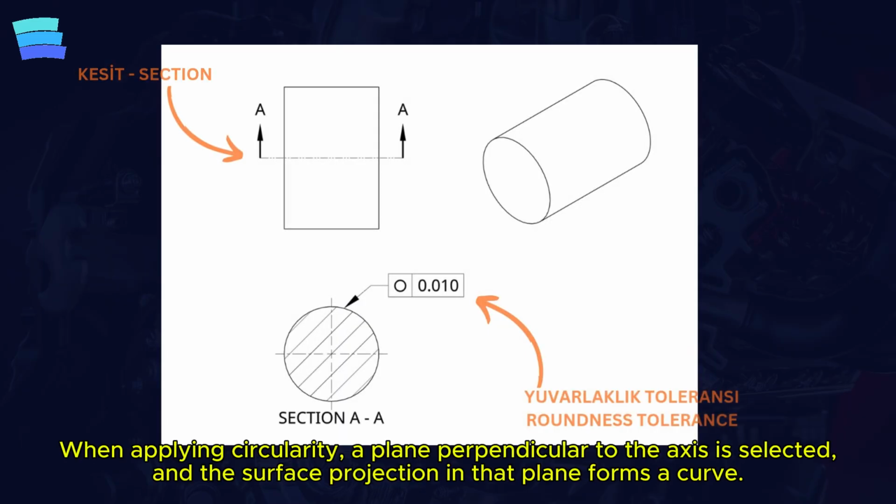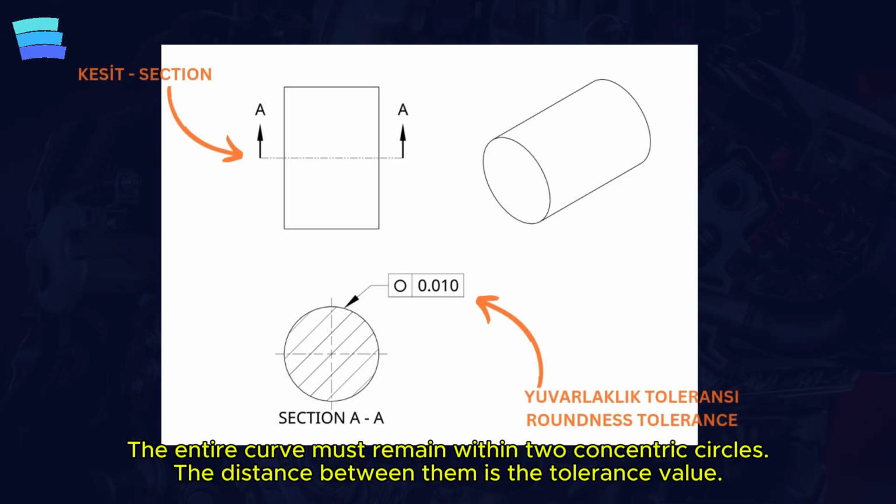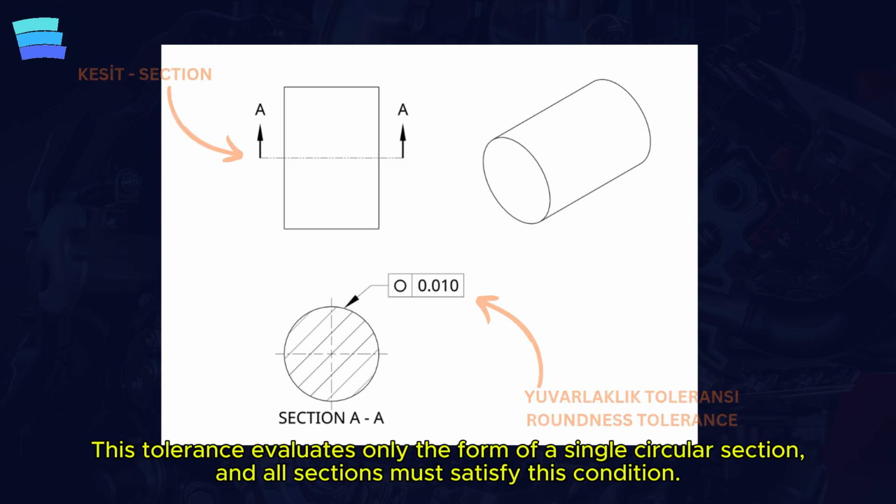When applying a circularity tolerance, a plane perpendicular to the axis of rotation of the surface is selected. The projection of the actual surface in this plane forms a curve. The entire curve must remain within two concentric circles. The distance between the circles is the specified tolerance value. This tolerance evaluates only the form of a single circular section, and all sections must satisfy this condition.